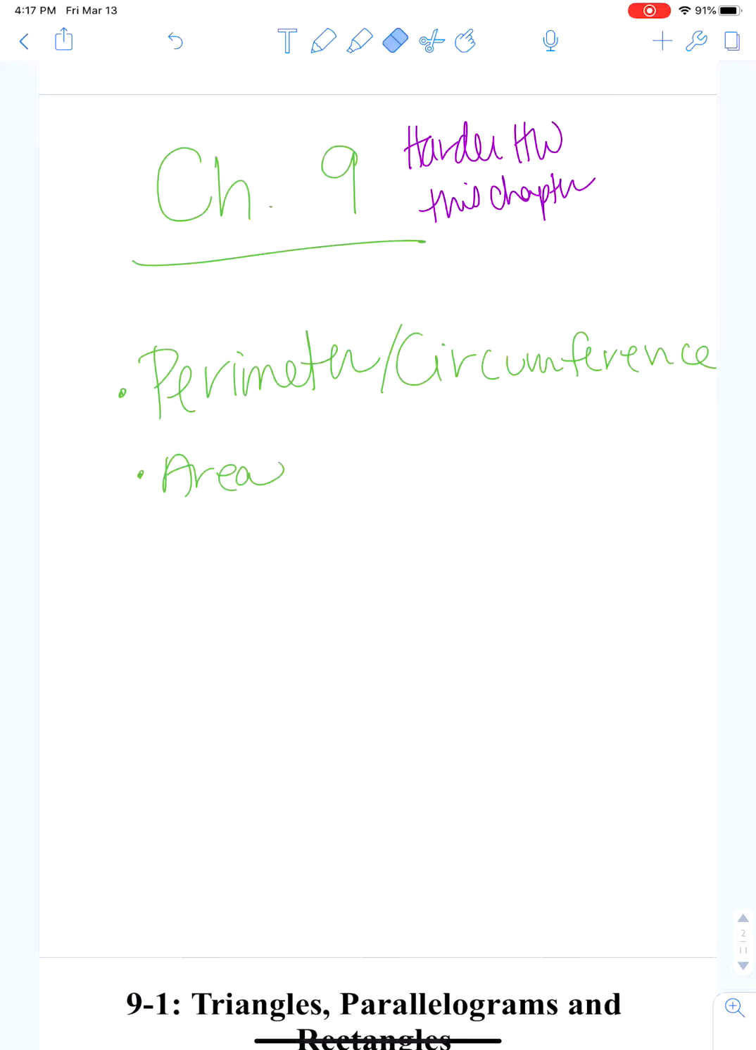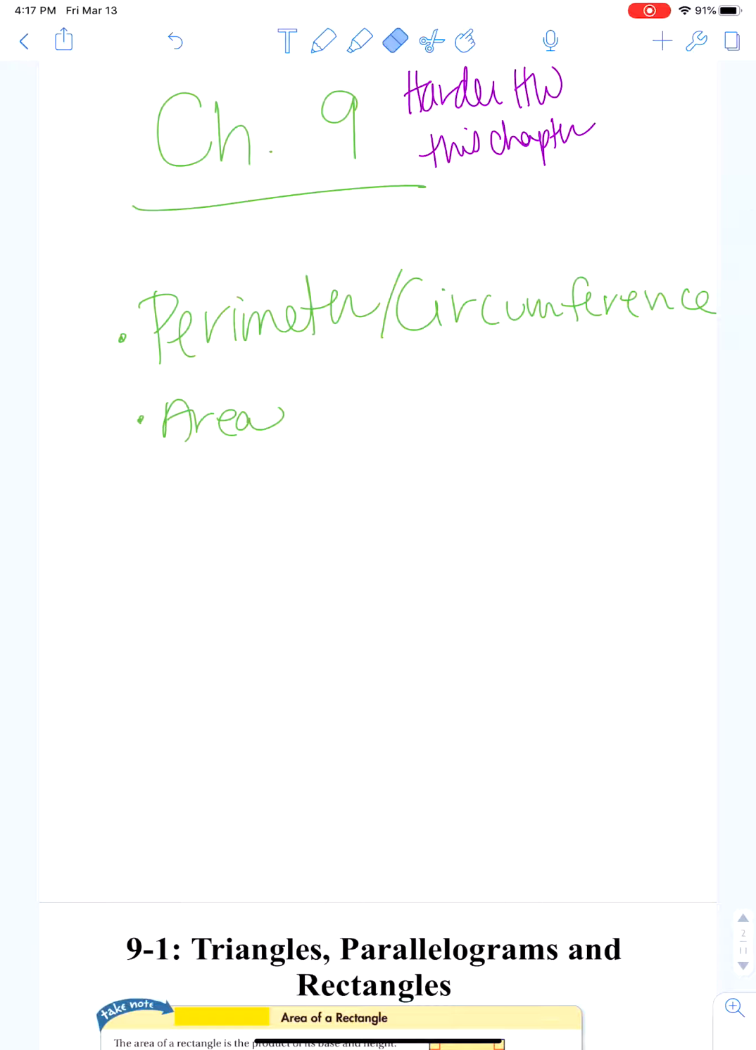Welcome to Chapter 9. The homework is a little bit more application, so if you need help on that, feel free to email me. But this is all about area, perimeters, and circumference. So we're going to be doing all of this online, and we're going to go ahead and get started. We're going to start out with areas and perimeters of triangles, parallelograms, and rectangles.